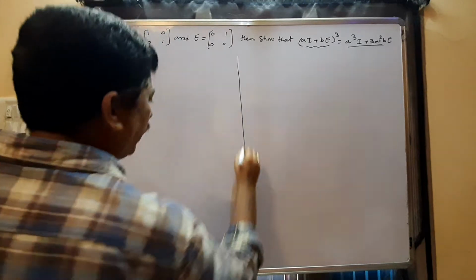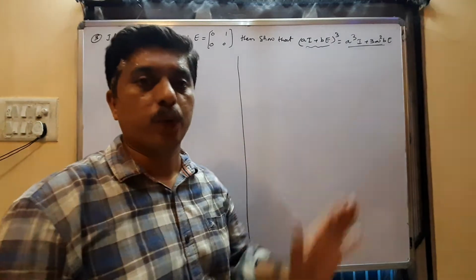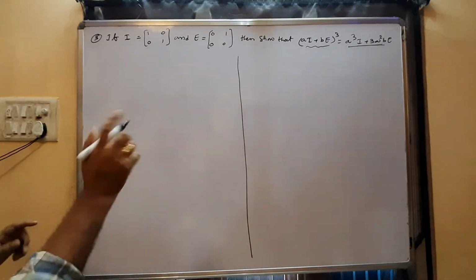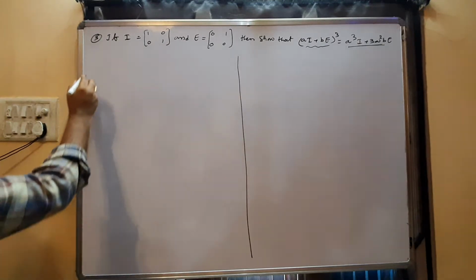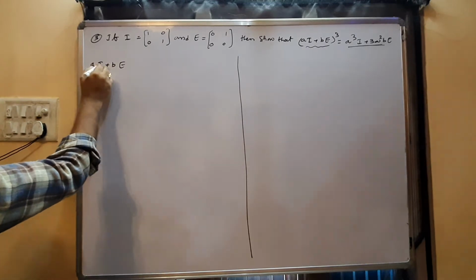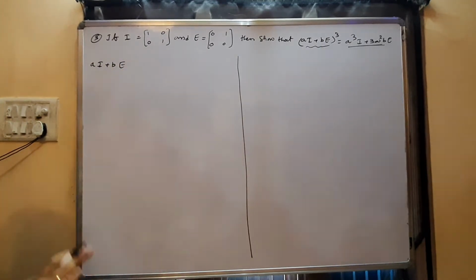First you can find the left hand side value. Before finding (aI plus bE) whole cube, don't use the (a plus b) whole cube formula. That algebraic formula is not applicable here, as these are matrices. So first you can find aI plus bE. I is the identity matrix, E is the given matrix, and small a and small b are real numbers.